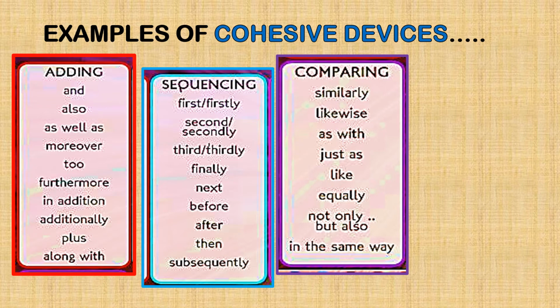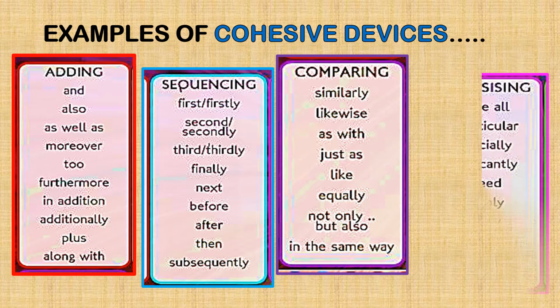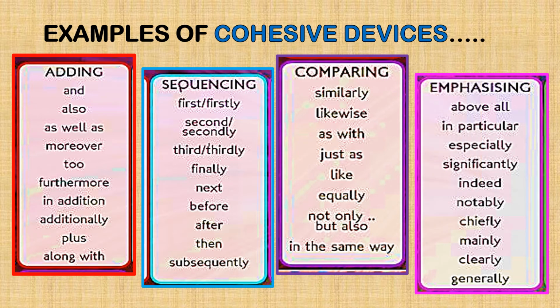For comparing, you can use these words or phrases like similarly, likewise, as with, just as, like, equally, not only, but also, in the same way. For emphasizing, you can use the phrases or words like above all, in particular, especially, significantly, indeed, notably, chiefly, mainly, clearly, and generally. I would like to share with you a few more examples.